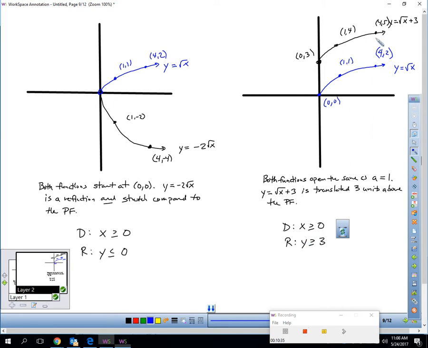The domain of the function y equals square root of x plus 3: the x values are always 0 or greater, but the y values are always 3 or greater, so x greater than or equal to 0, y greater than or equal to 3. And then both functions open the same because a equals 1. Y equals square root of x plus 3 is translated 3 units above the parent function. So there I've compared both.